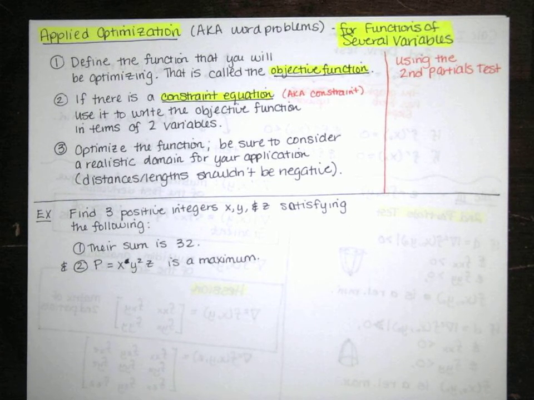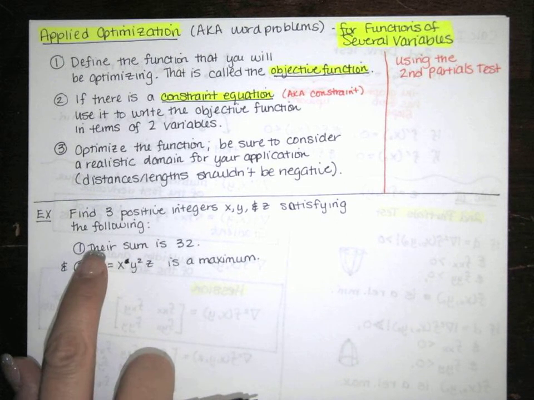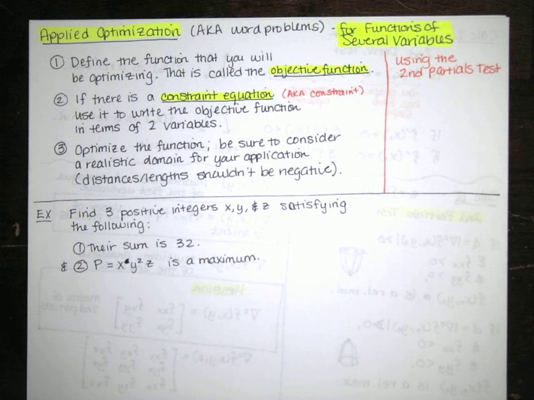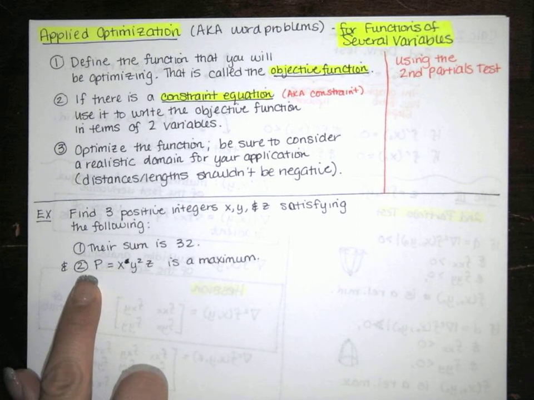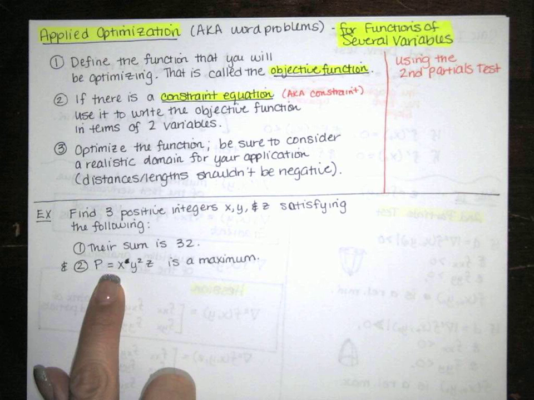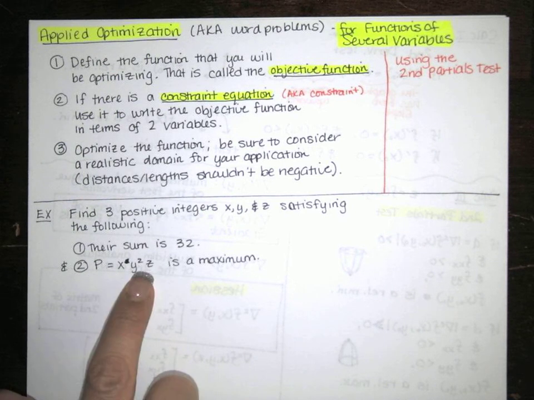So let's look at this first example. It asks us to find three positive integers, x, y, and z, satisfying the following. So x, y, and z are positive and they're integers. And we know that their sum has to be 32, and we want to maximize this function. So this is the objective function.